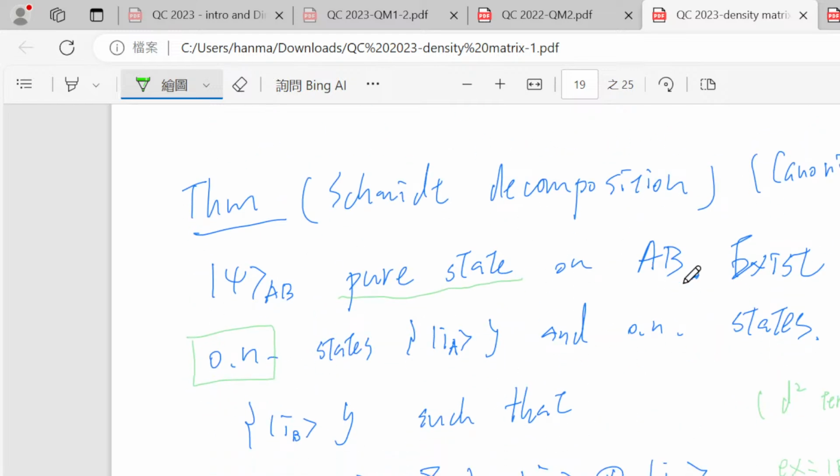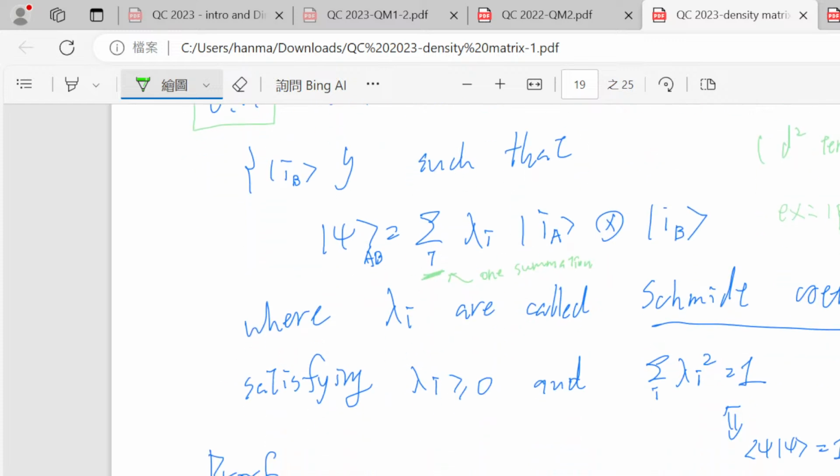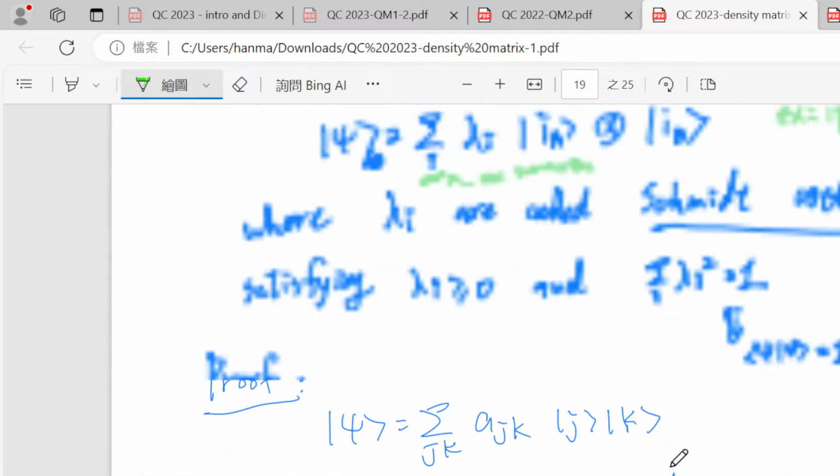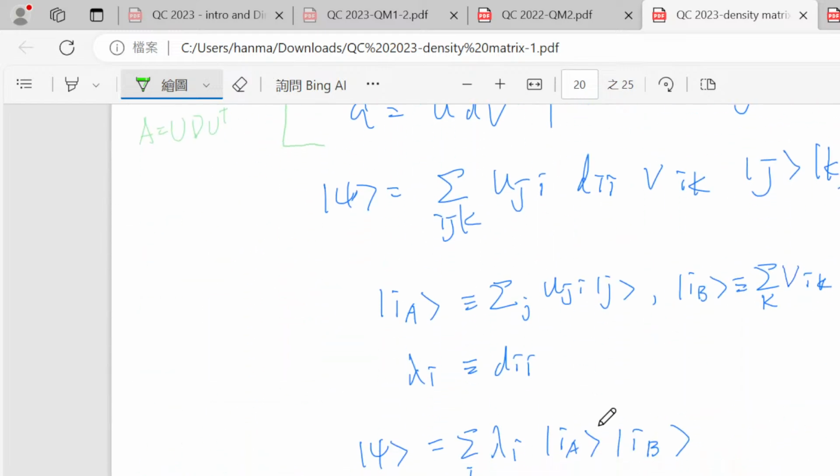So we say that any pure state on system AB can be written in this canonical form, where it's a summation over i of lambda_i |i_A> tensor |i_B>. So |i_A> is an orthonormal basis that depends on psi AB, and |i_B> is another orthonormal basis that depends on psi AB. And the important thing here, you are only summing over one i here, so we get only D terms instead of D squared terms, as in the usual D squared terms like this. Okay. And this can be done by singular value decomposition on the coefficient a_jk here.